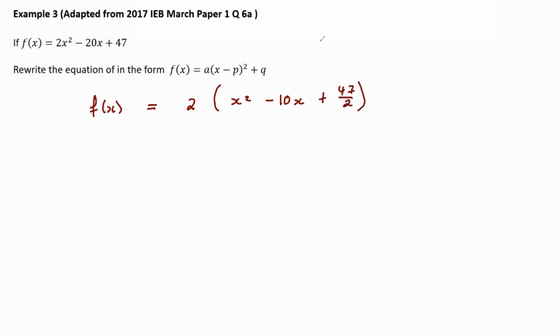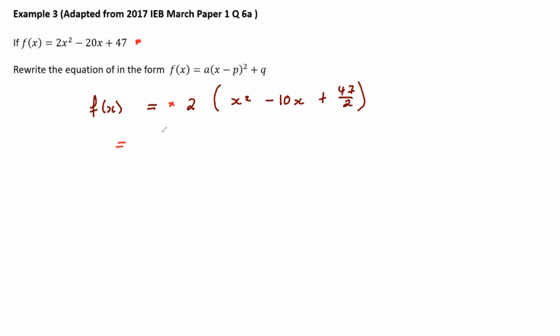I need to explain this. When you're factoring out the 2, you divide this by 2, this by 2, and this by 2. In fact, you can always go back if you want, because if you open up the brackets here, you end up right at this particular point. So now I've got x squared minus 10x plus 47 over 2. Perfect. So I've taken out the 2. I have factored out the 2.